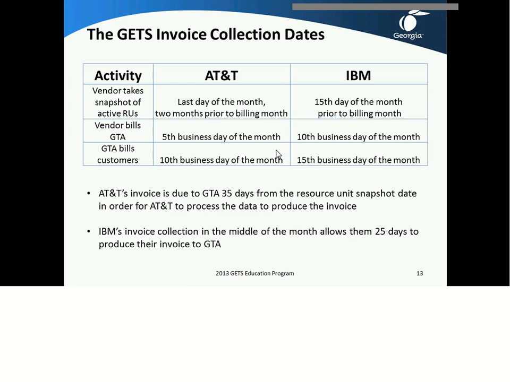For IBM, the majority of their resource units, the snapshot is captured on the 15th day of the month prior to the billing month. They deliver their invoice to GTA on the 10th business day of the month, and GTA bills customers with our best effort on the 15th business day of the month.